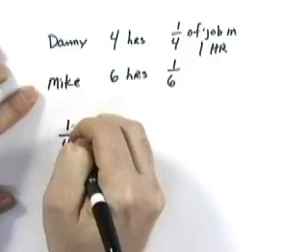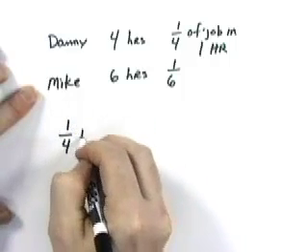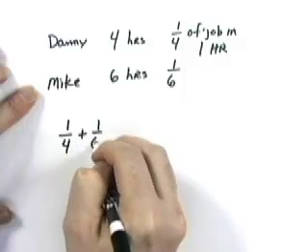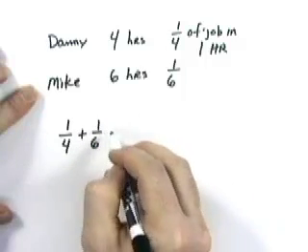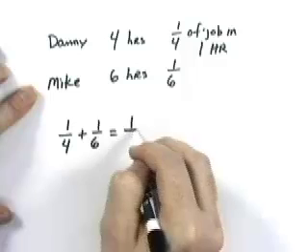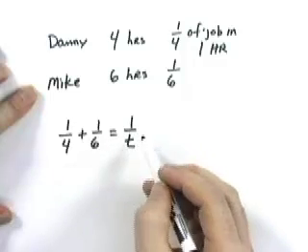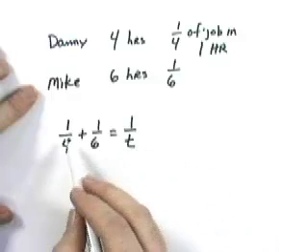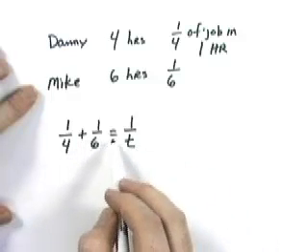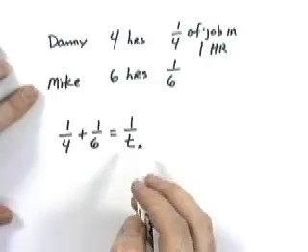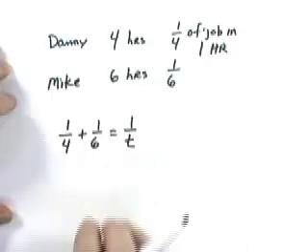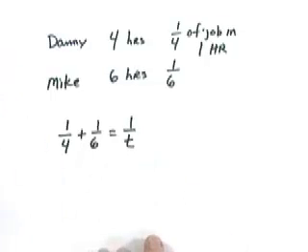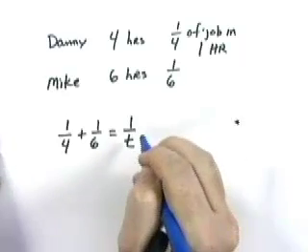We're going to be combining the workload of Danny with the workload of Mike, so we take the portion of the job completed by Danny in 1 hour plus the portion of the job completed by Mike in 1 hour, and that gives us the portion of the job completed by the two of them working together. So we have 1/4 plus 1/6 equals 1 over t. What we need to do now is multiply both sides of this equation by the least common denominator. The least common denominator is going to be 12t.